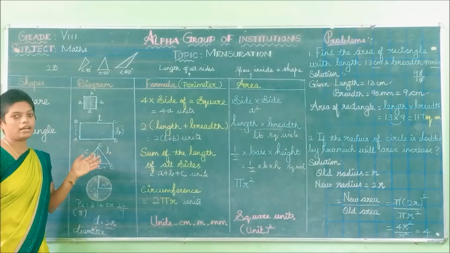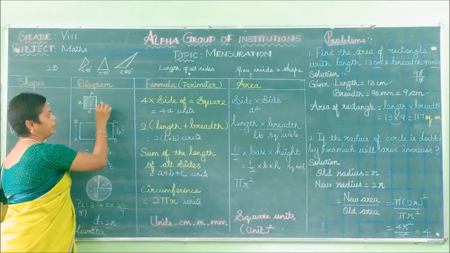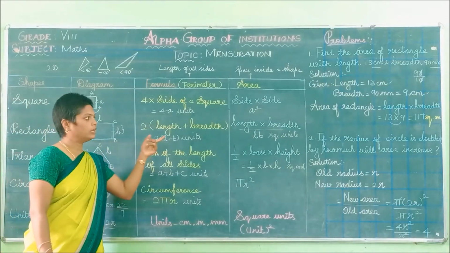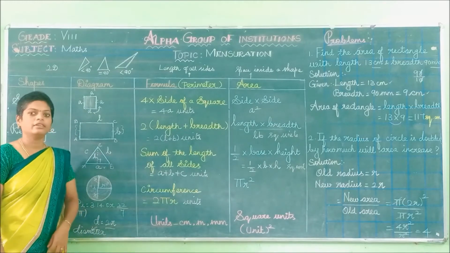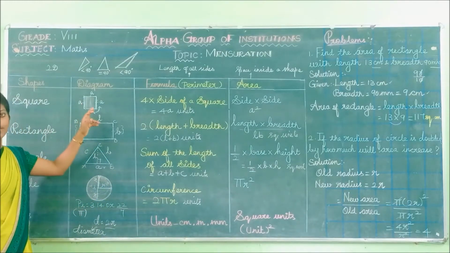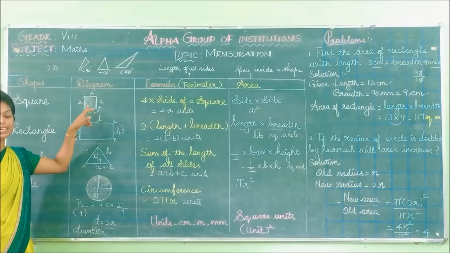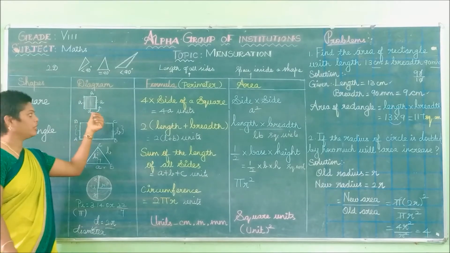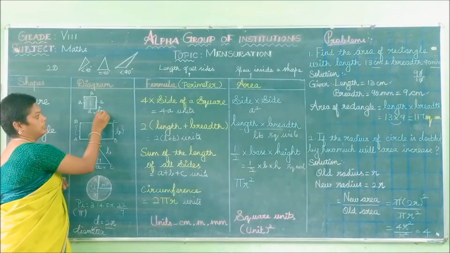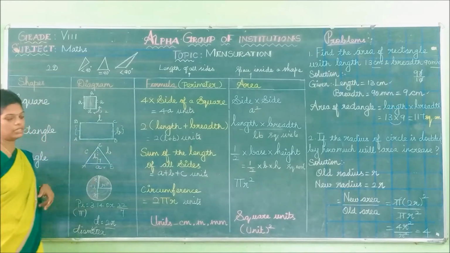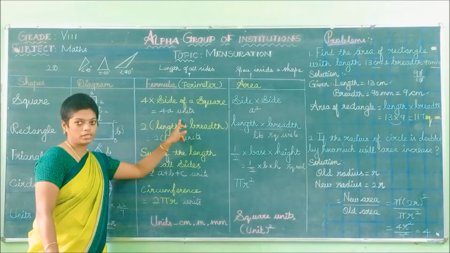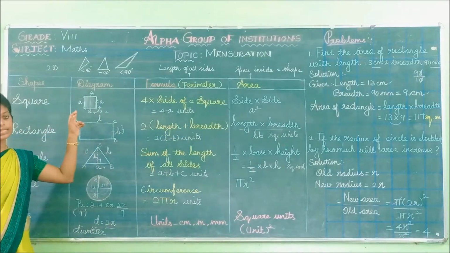For area, if you multiply these two sides, it will be the area of the square. That is side into side. Listen carefully: in a square, all the sides are equal. You keep the measurement as A. For example, this A may be 3 centimeters or 2 centimeters, etc. So in general format, taking A, the perimeter is 4A units and the area is A square.